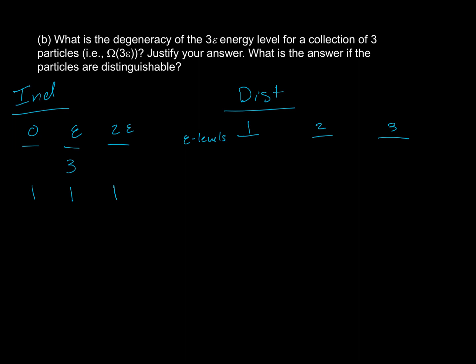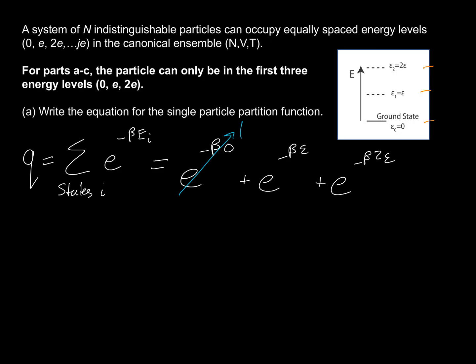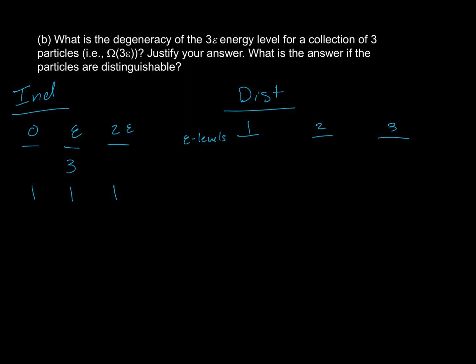Why can't we have 1 at 3 epsilon and 2 at 0? I know you didn't draw 3 epsilon on there. Is there a reason we can't use the 3 epsilon energy level? In general, yes, we could. For this particular one, I didn't make it explicitly clear that for parts A through C, it's only the first 3 energy levels. But in general, that's totally fine. For this one, I wanted to make it simplified. So there are 2 different ways. The particles are indistinguishable, so it doesn't matter which one goes into which bin.